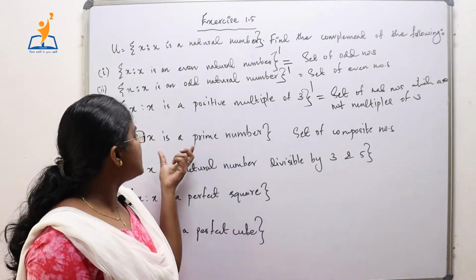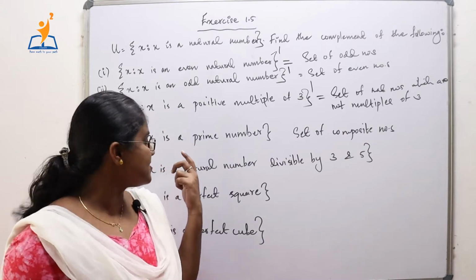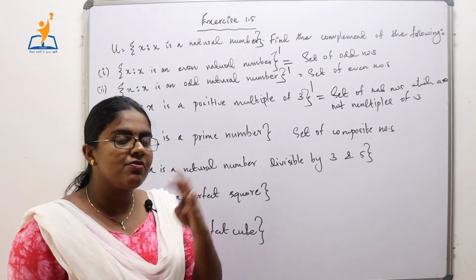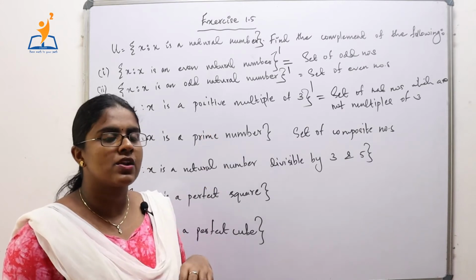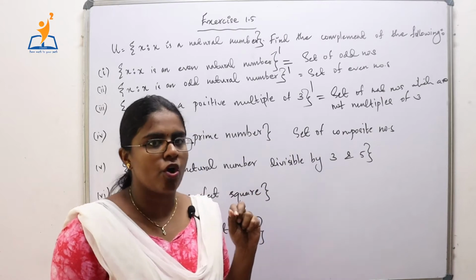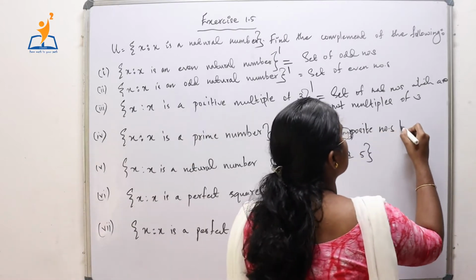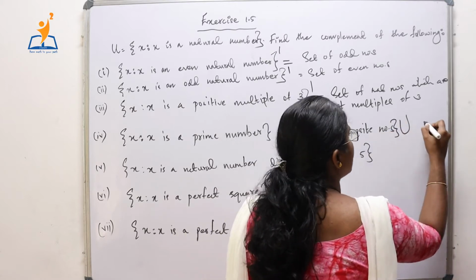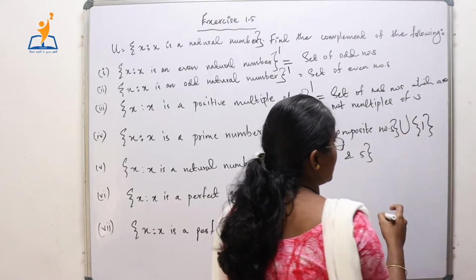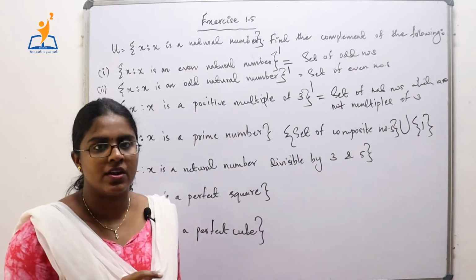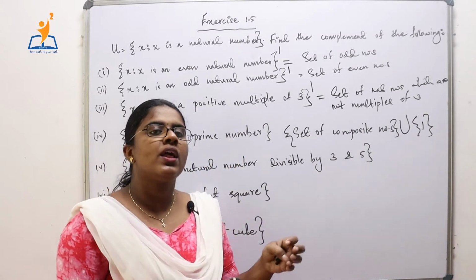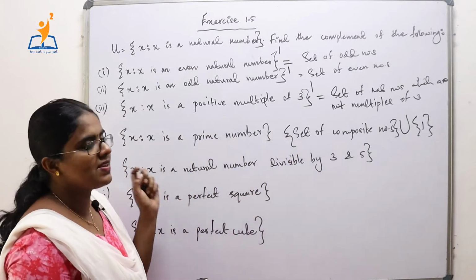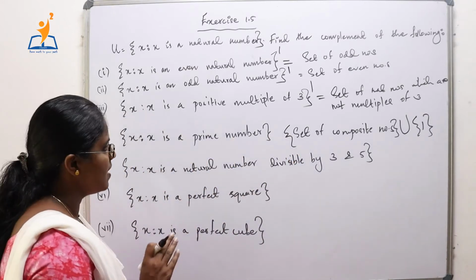So, when the set given is the set of all x such that x is a prime number, when we remove prime numbers from the natural numbers, of course we will have the set of composite numbers and one more element. So we will write the set of composite numbers union the set containing the element 1. So 1 and all other composite numbers will be the complement of the set of all x such that x is a prime number.